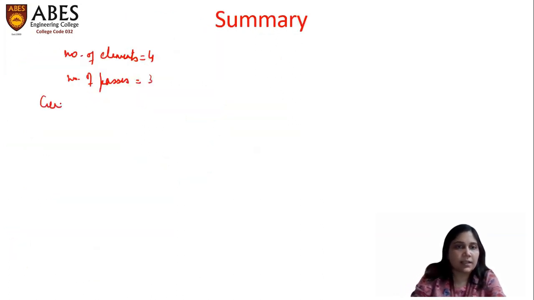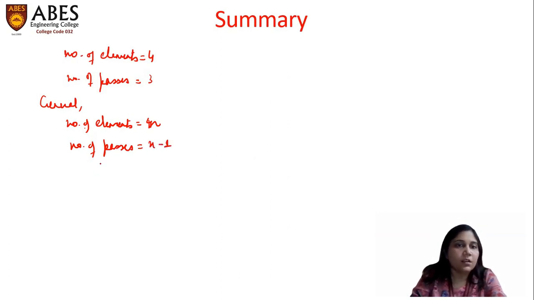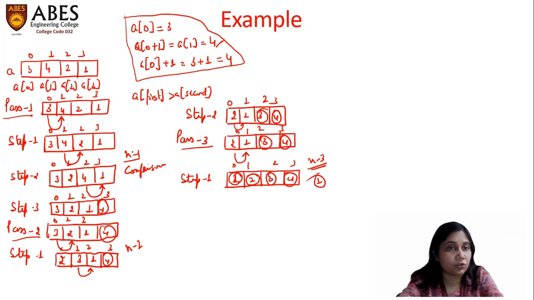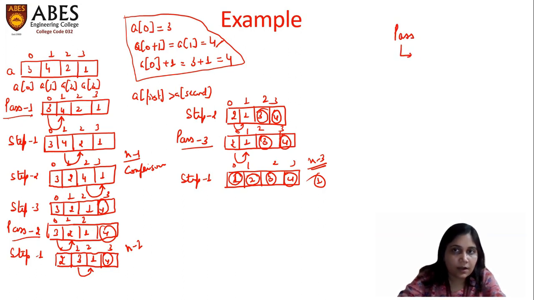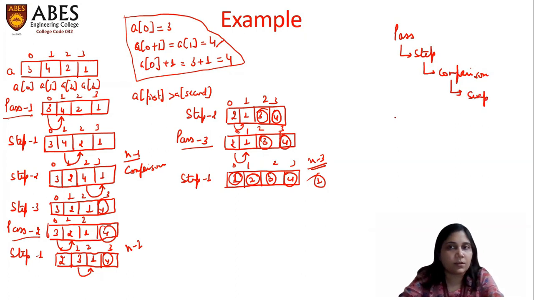So in general terms, I can say if the number of elements is equal to n, then the number of passes will be equal to n minus 1. So it shows that, because now we have tried to implement it also. Now if you see that it is running like that in passes, I am using steps, and in steps I am doing comparison. And if the comparison is true, then I am performing swapping, right?